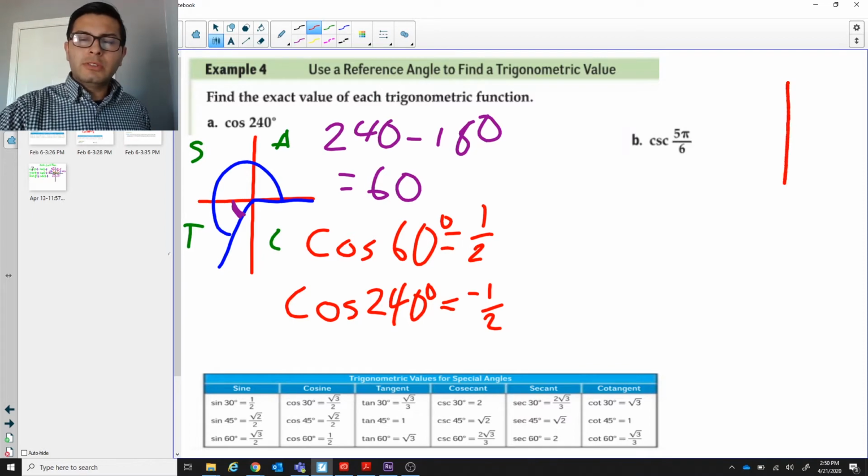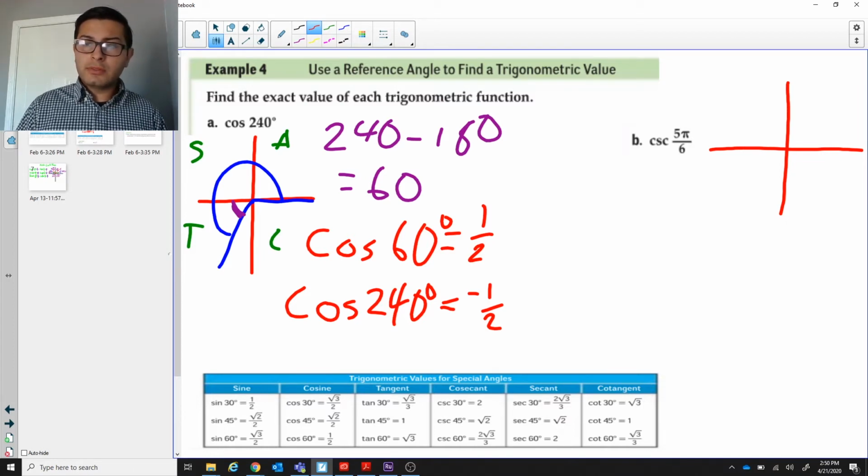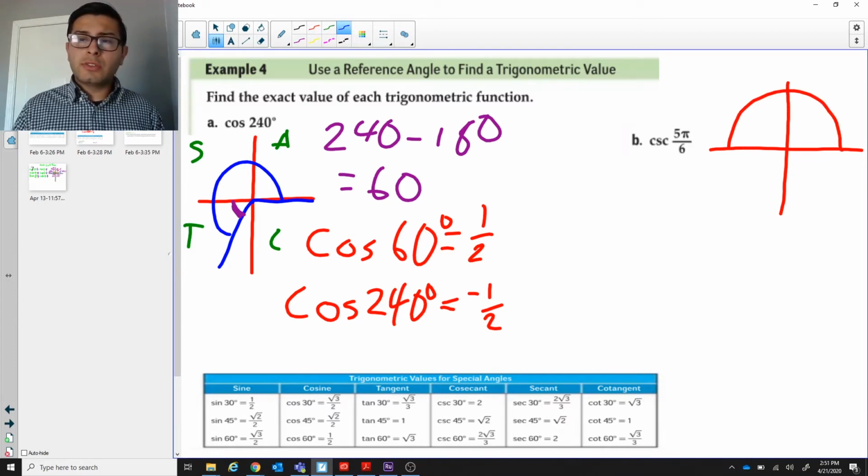Let's try that out with cosecant of 5 pi over 6. First thing we're going to do is draw out the angle. Now I'm going to do this the way that I really like to do this. So here we have half a circle, that is pi. If we divide half a circle into 6 equal parts, that would give us our pi divided by 6.